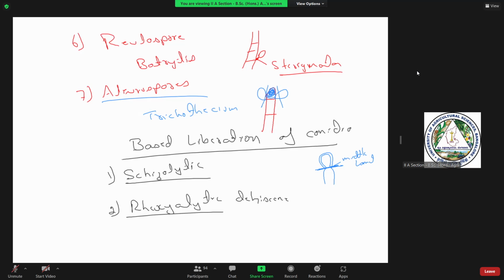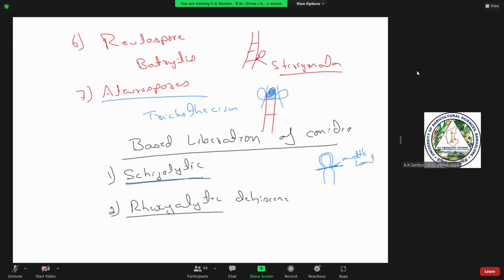This type of dehiscence is called a schizolytic dehiscence. That is, the two halves of the double septum split at the middle lamella, and it will be broken down at the middle lamella.